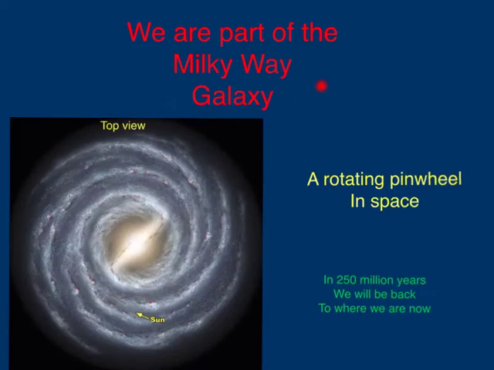You know that we are part of a galaxy called the Milky Way galaxy. And this galaxy, if we were able to look at it from the top, we would see as a rotating pinwheel in space. Here's where our sun is on that galaxy right here. And that sun is going to go around, orbiting around this galaxy and pull us around, but it's going to take a long time. In 250 million years, we will go all around the Milky Way galaxy and come back to where we started.